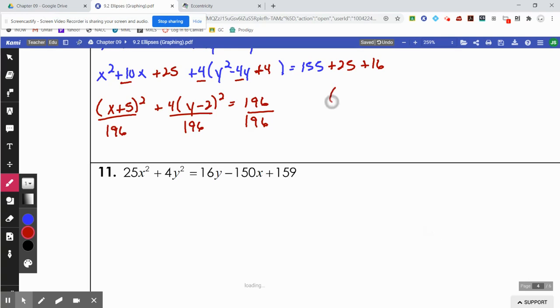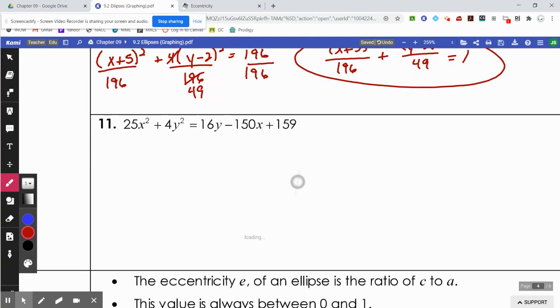And that gives you x plus 5 squared over 196 plus, let's see, I believe that would be 49. This reduces to 1 and 49. So that'd be a y minus 2 squared over 49 is equal to 1. There is your standard form.